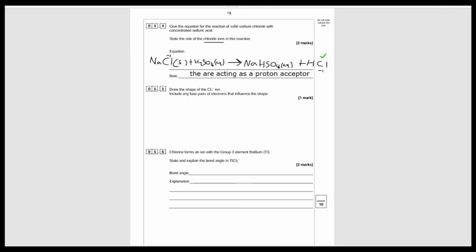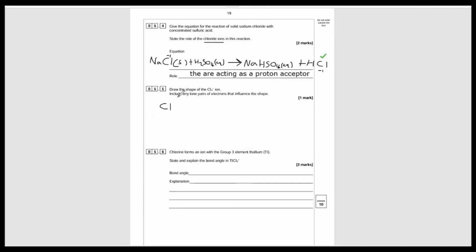Okay, right. Draw the shape of the Cl3 minus ion, include any lone pairs of electrons that influence the shape. So what we want to do here, we're going to be looking at this. So let's have a little go. Oh my gosh, some of you might find this one awkward. Chlorine is the central atom. There's three chlorines, but chlorine is obviously the central atom.